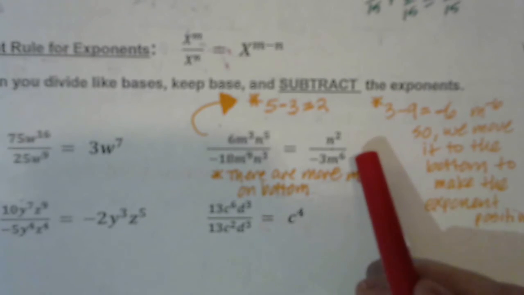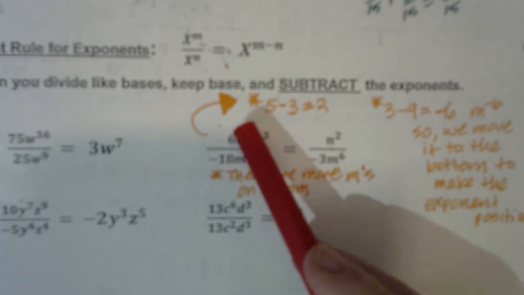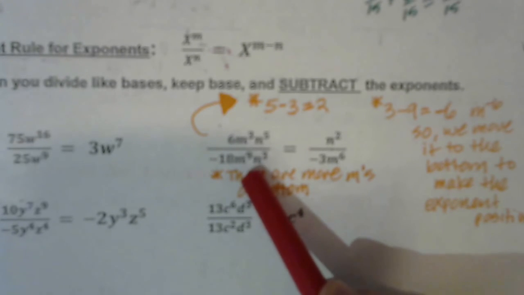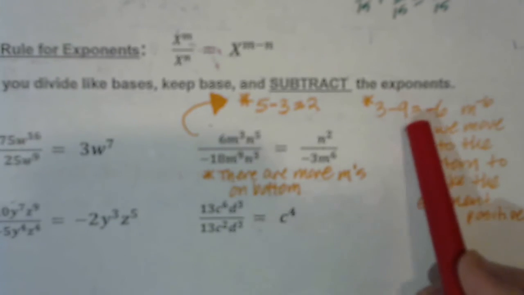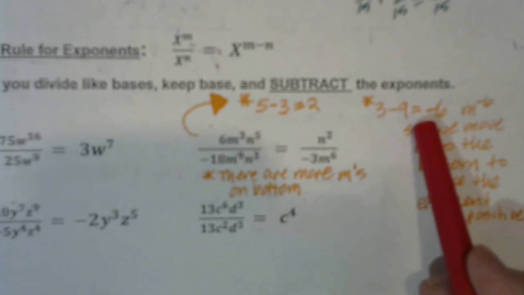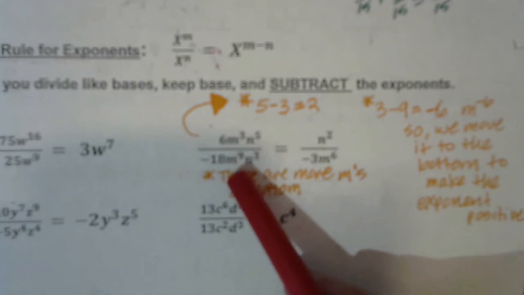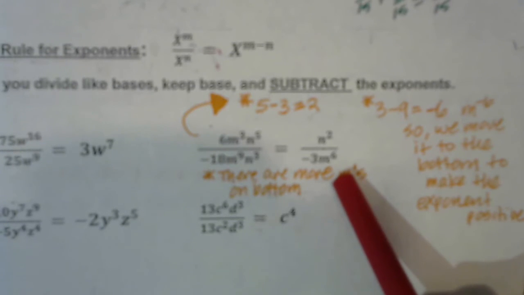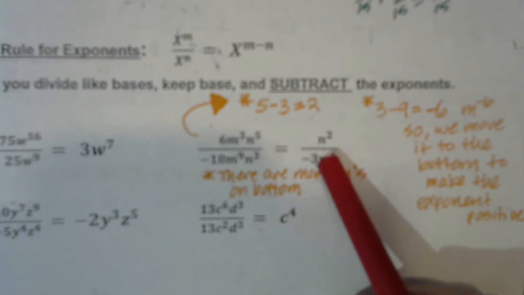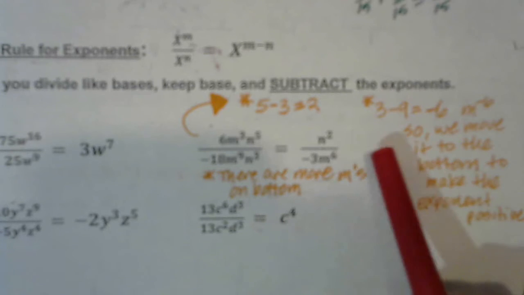Three minus 9, if you do it top minus bottom, you do get a negative 6. But I'm going to talk about that later. Hopefully you understand that if I had 3 m's on top and 9 m's on bottom, I could cancel some of those, and it would leave 6 on the bottom. So that's a positive 6 on the bottom. I'll talk about the negative part later.